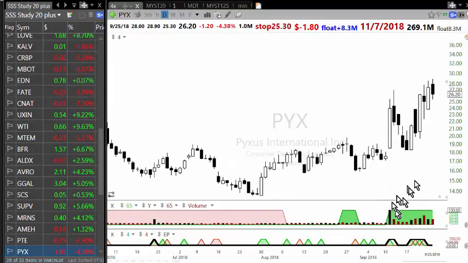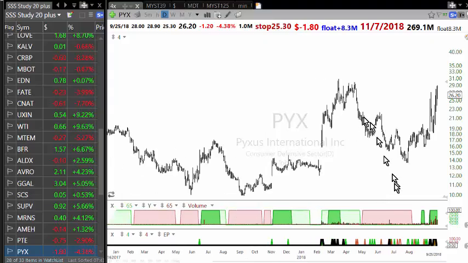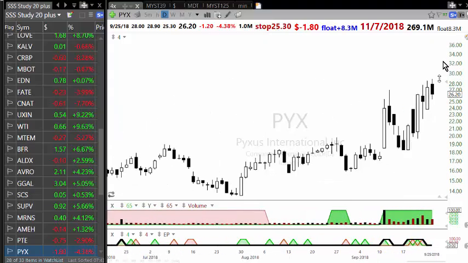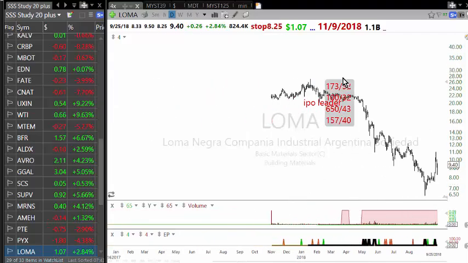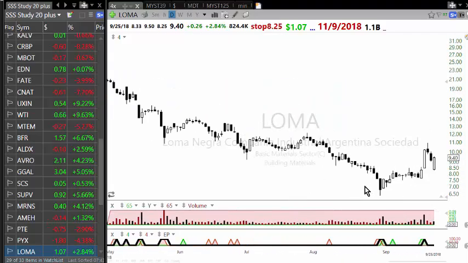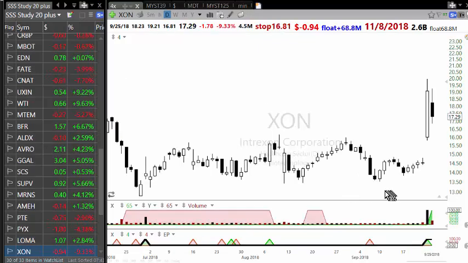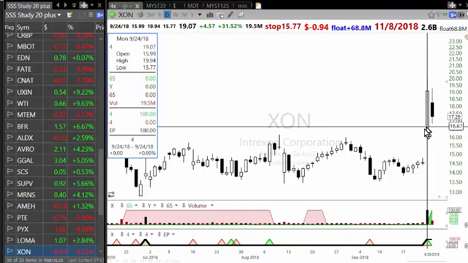The Pixie again, the stock was not near the high, and it made a very volatile move. Loma. Look at it. Beaten down stocks will make bigger moves than stocks near the high. Zon, another example of a biotechnology or drug stock which makes a big move.